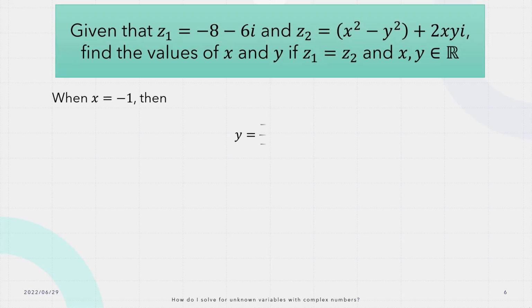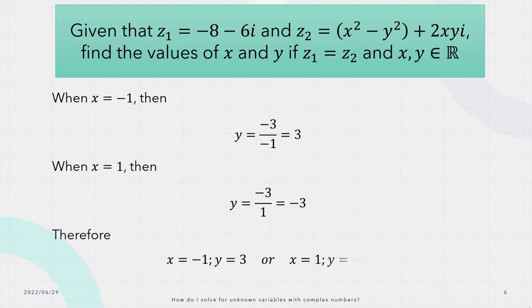When x is equivalent to negative 1, then y would be equivalent to negative 3 over negative 1, which is 3, and this comes from equation number 2. When x is equivalent to 1, then y is equivalent to negative 3. Therefore, I get x is negative 1, y is positive 3, or x is 1 and y is negative 3.